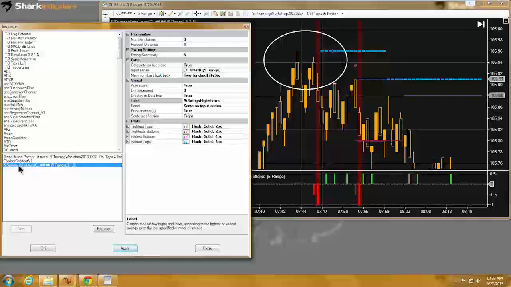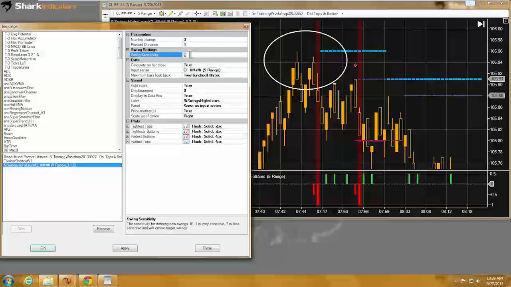Alright, so I'm going to adjust the whole system here to work with a higher swing sensitivity. And that will probably as well eliminate the need to build some filters into BloodHound to get rid of some of these kind of sloppier double tops and double bottoms.